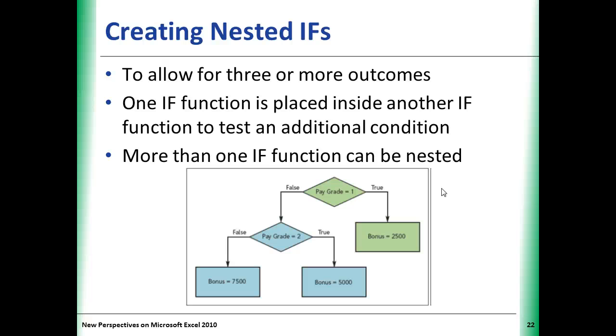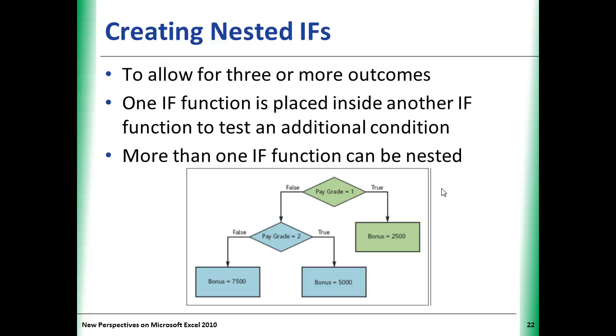Ifs work great if we say do this or this, two conditions, two outcomes from our flow chart. But sometimes we have 3 outcomes that can happen, or 4 outcomes, or 5 outcomes. For example, when I assign you a grade at the end of this class, if it was pass or fail, the if would work great. If your grade is greater than or equal to 60, assign a P, else an F. But it's not. We have A minus, B plus, B, all those. So we would have to use a nested if.